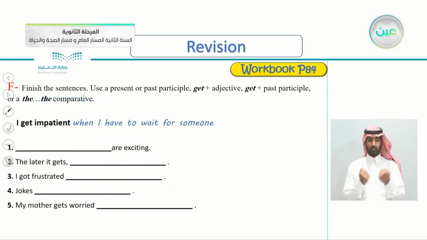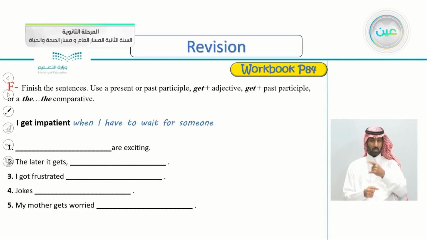Exercise F here, finish the sentences, use a present or past participle, get plus adjective, or get plus past participle, or the comparative. So you can use all of them. The first one is already done. I get impatient when I have to wait for someone.